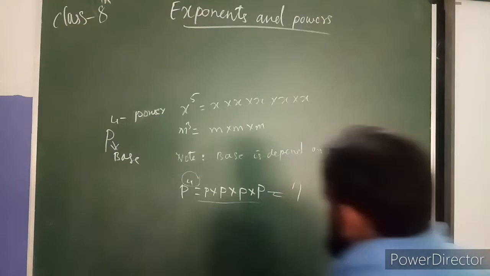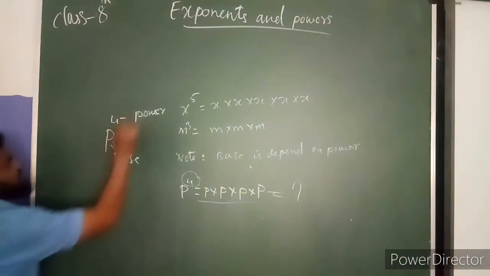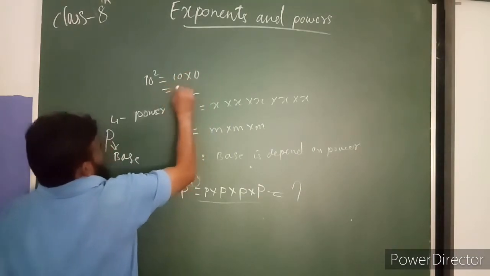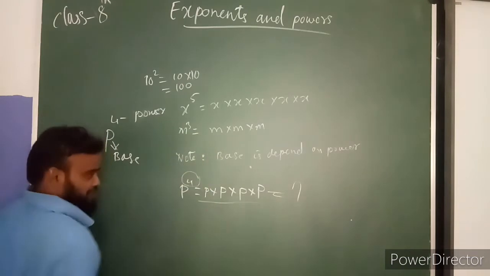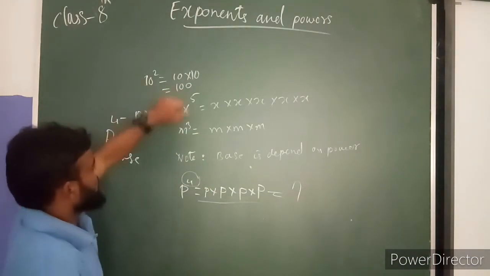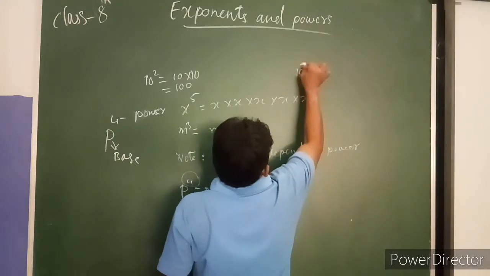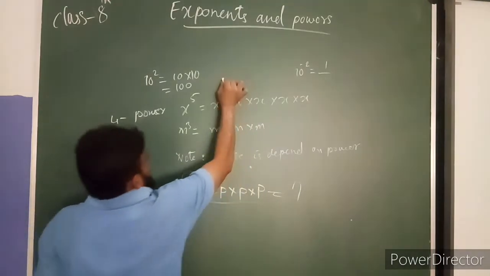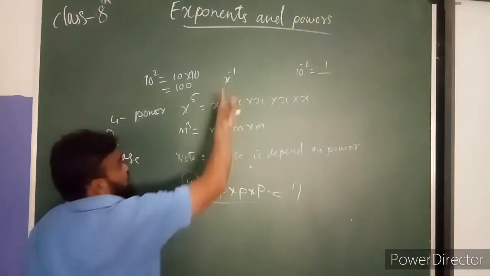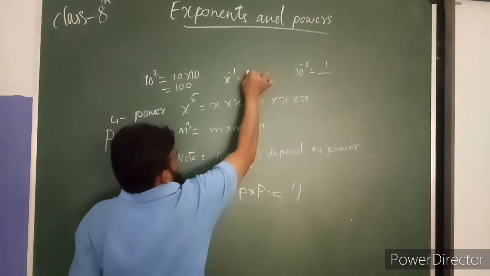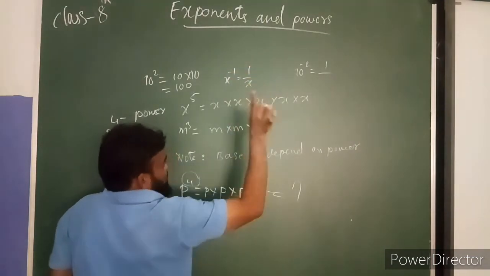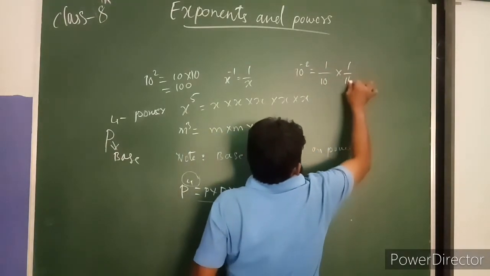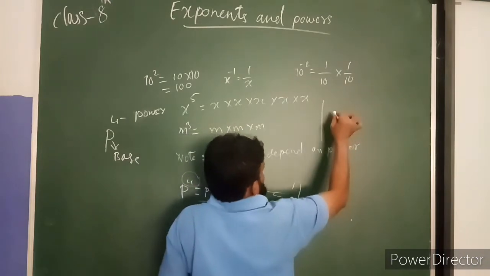Now here you see. If I take 10 to the power of 2, we can expand 10. If you multiply, we will get 100. Now if we are given a negative power, how should we take it? If we are given x to the power of minus 1, we can write it as a fraction, 1 by x. Understood?